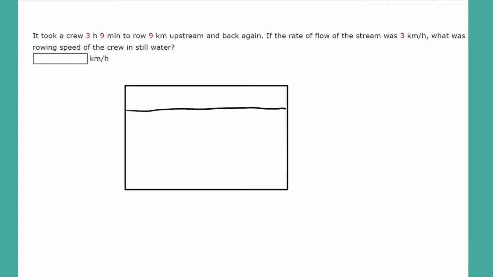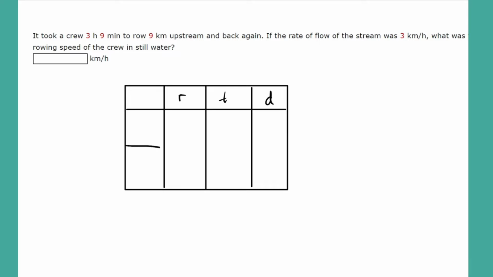We got rate, time, and distance. And then we have two directions. We have upstream and downstream. Downstream. All right. So let's see if we can fill out these boxes here.